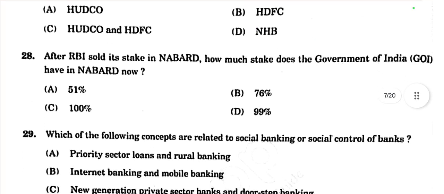Then come to question number 28. After RBI sold its stake in NABARD, how much stake does the government of India have in NABARD now? 51%, 76%, 100% or 99%. After RBI sold its stake in NABARD, the government of India's share in NABARD is 99%. So option D is the right choice.